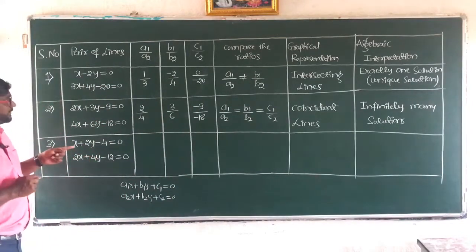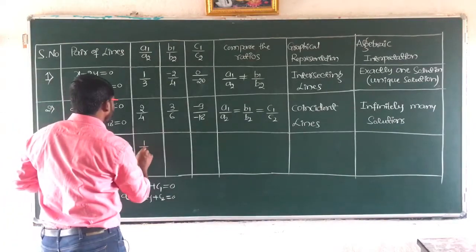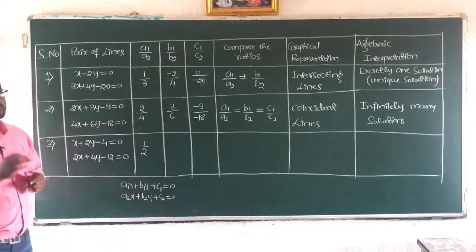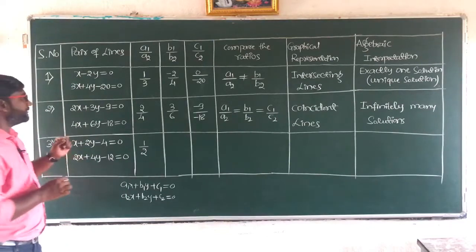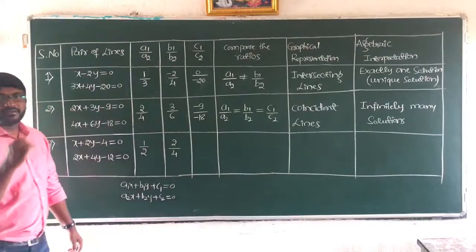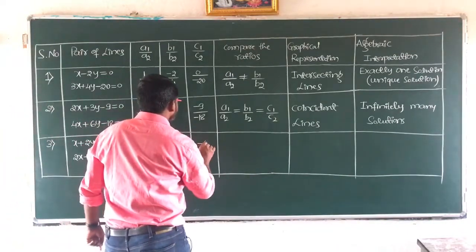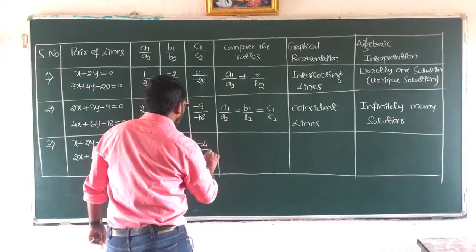So see here, let us note down A1 by A2. A1 value is 1, so A1 by A2 will be 1 by 2. Then now I go for B1 by B2, so it is 2 by 4. Then note down C1 by C2. It is minus 4 divided by minus 12.